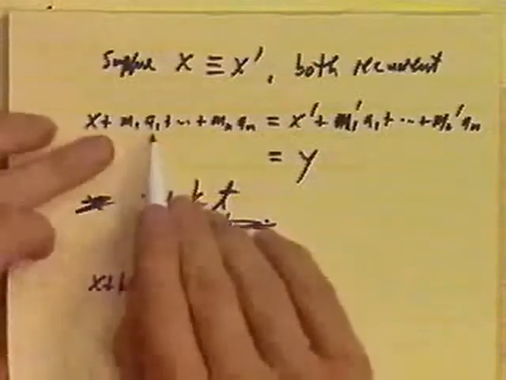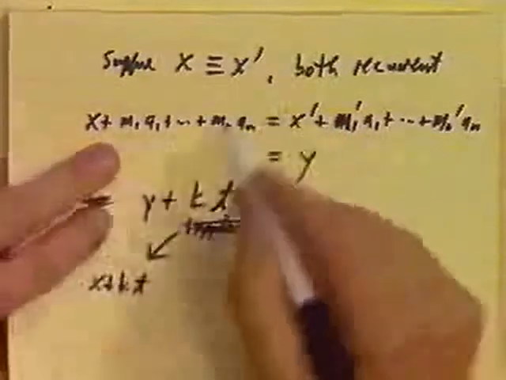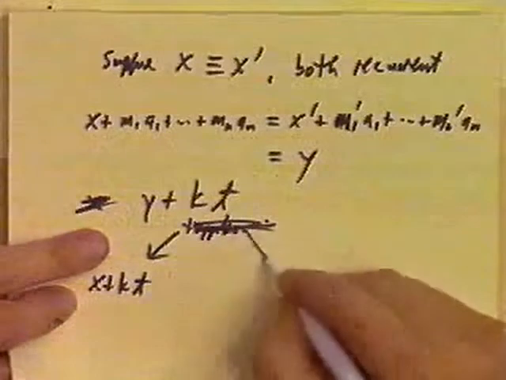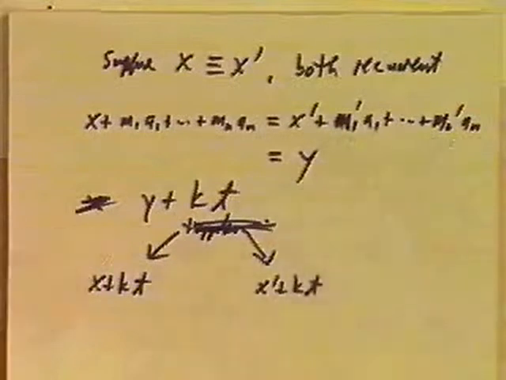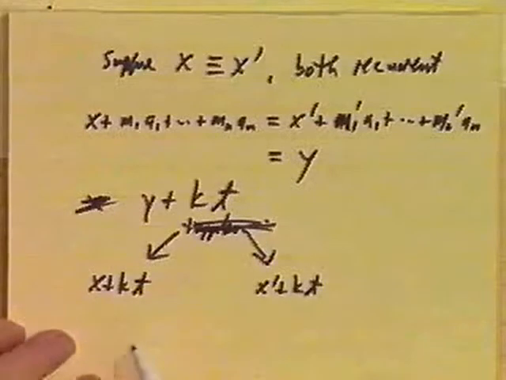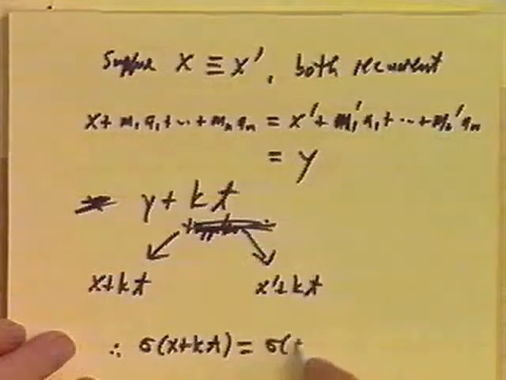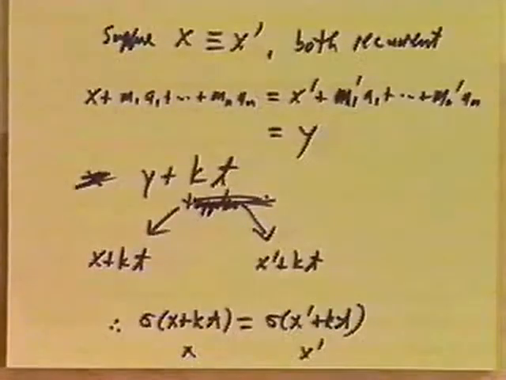So I first topple at vertex 1 m1 times, and I topple at vertex 2 m2 times, and so on. I finally get down to x plus kt from y plus kt. And on the other hand, it also topples to x prime plus kt in m1 prime plus mn prime steps. And so now, therefore, sigma of x plus kt equals sigma of x prime plus kt. And this was equal to x, and this was equal to x prime by assumption. So, okay, I proved this, and if it was too fast for you, you can always look it up.